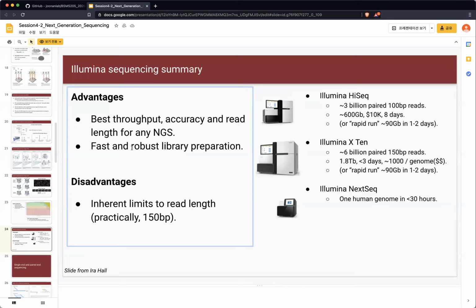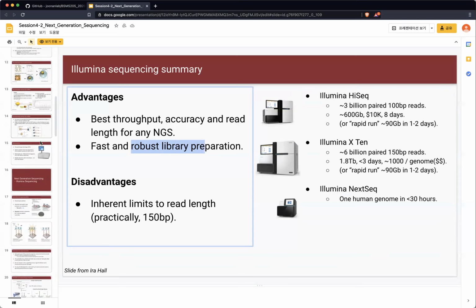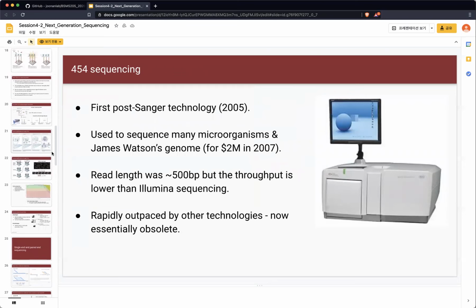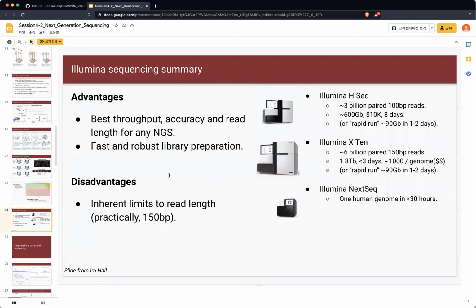So that's what robust ends up meaning. Compared to other library preparations, for instance, like Sanger sequencing or other sequencing machines, Illumina is way more robust than other platforms. But there are a few disadvantages. A very well-known disadvantage for Illumina sequencing is the shorter read length. They have only 100 or 150 base pairs in length, right?